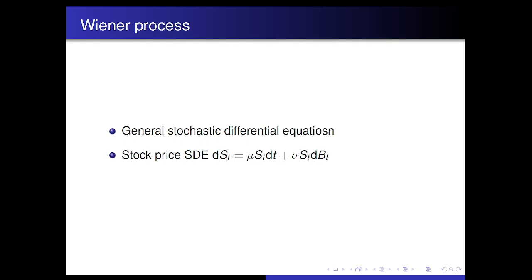Specifically for the stock price, the stochastic differential equation it satisfies is dS_t = mu S_t dt + sigma S_t dB_t. This is what we should always keep in mind to calculate the stochastic differential equation satisfied by financial derivatives that depend on the stock.